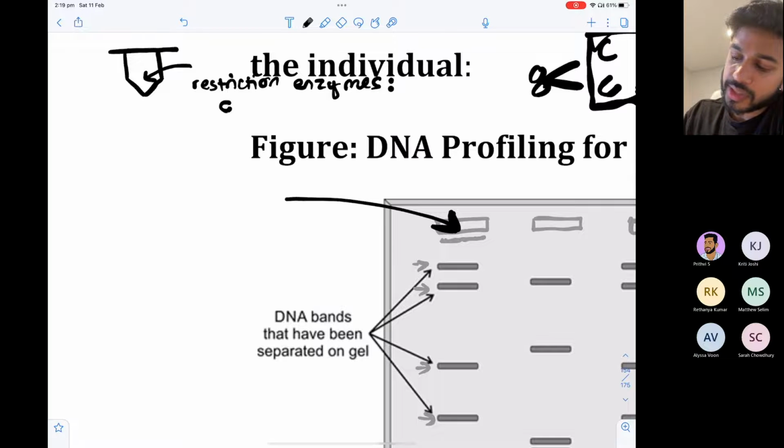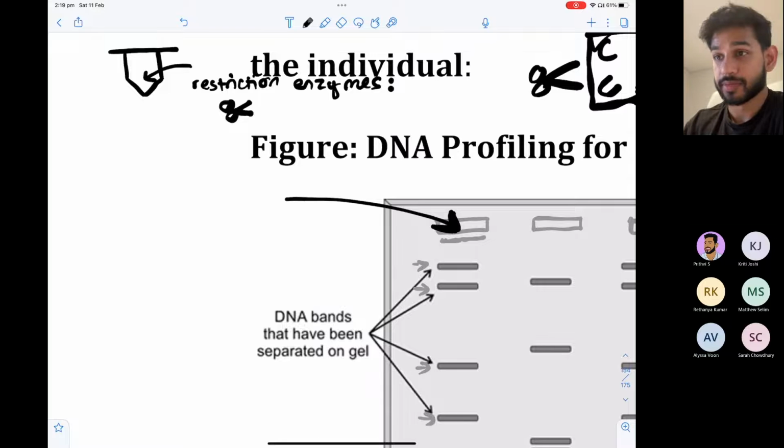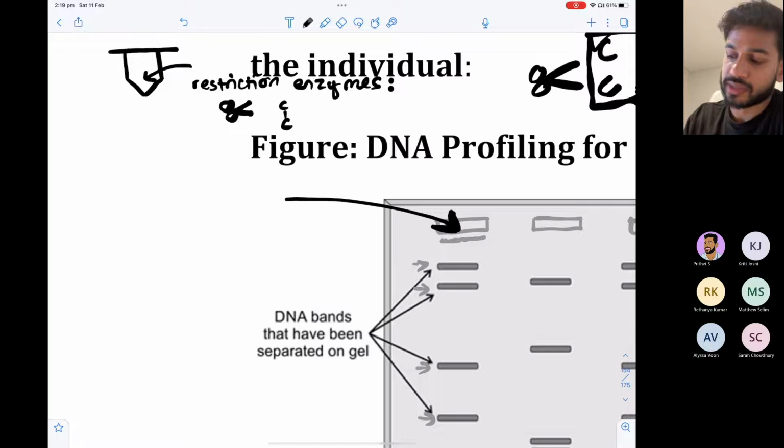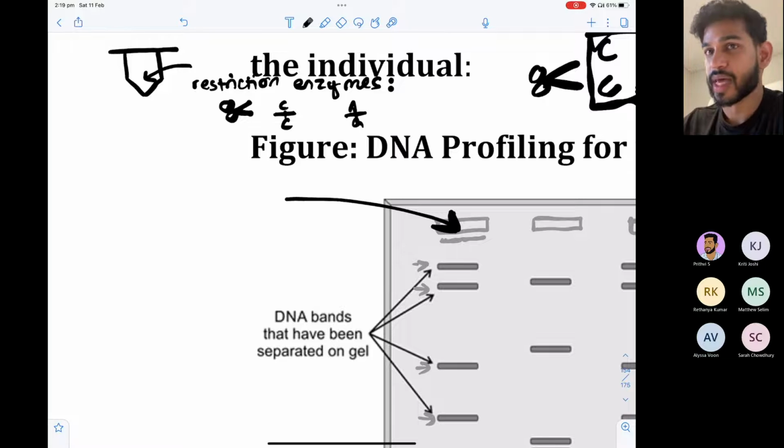These are almost like little molecular scissors that cut DNA at a specific point. So we can add restriction enzymes that only cut DNA between two cytosines. If they see two cytosines next to each other, they'll cut. Or they'll only cut DNA if they see an adenine and a guanine. We artificially create these restriction enzymes and add them into the pipette tubes.